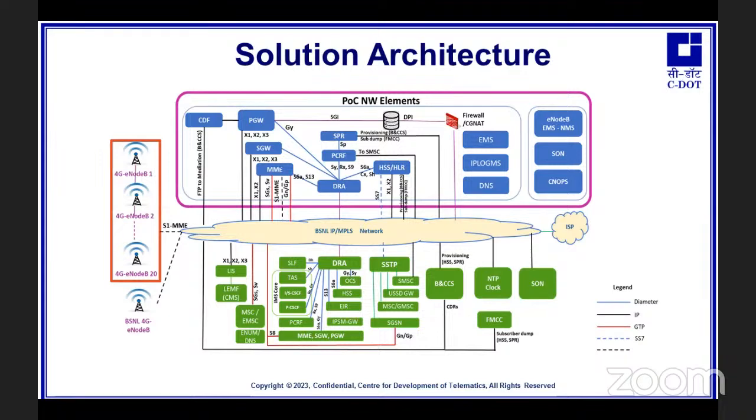So when a user is getting attached in the network, it does a combined attach. Combined attach means it gets itself registered in the 4G network as well as the 3G or 2G network, depending on the availability of the network which BSNL has at that location. That's why STP, VLR, SGSN, and MSC are very much required in the architecture.